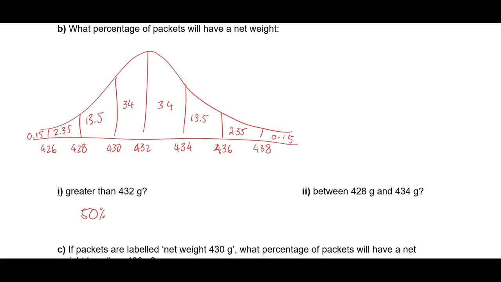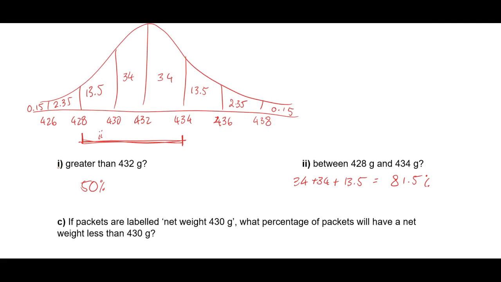That's our mean. Between 428 and 434. Oh, here we go. Now that's actually a number that crops up a bit. This is part 2. I'm going to say it's 34 plus 34 plus 13.5 equals 81.5%.